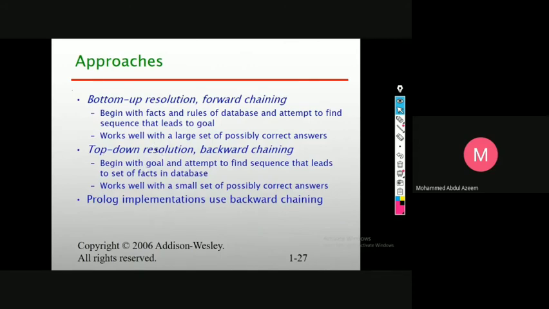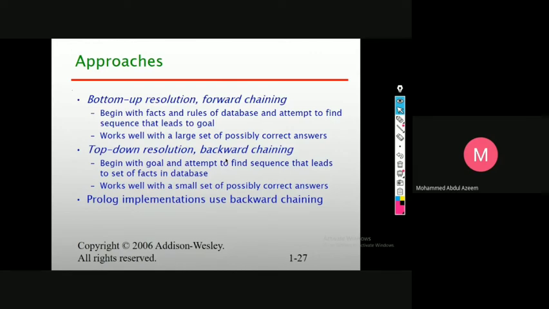There are two different approaches you generally find while trying to resolve goals or queries. One is the bottom-up approach, which is forward chaining, and the other is top-down resolution, or backward chaining. The bottom-up approach begins with facts and rules of the database and attempts to find the sequence that leads to the goal. It works well with a large set of possibly correct answers. And top-down resolution, or backward chaining, begins with the goal and attempts to find a sequence that leads to a set of facts in the database.